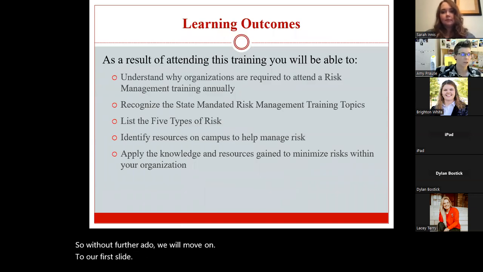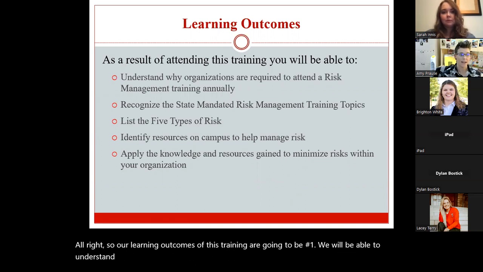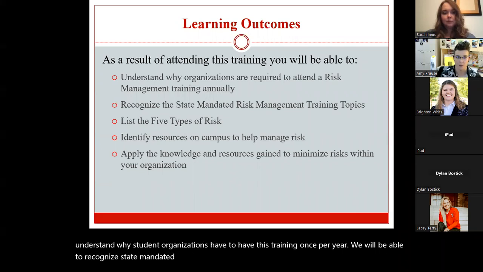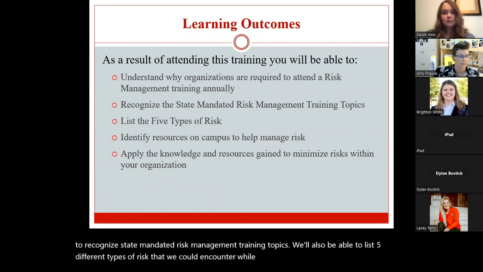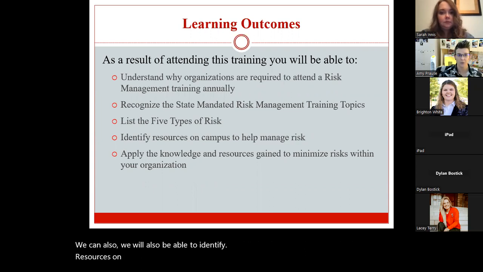All right, so our learning outcomes of this training are going to be, number one, we will be able to understand why student organizations have to have this training once per year. We will be able to recognize state-mandated risk management training topics. We'll also be able to list 5 different types of risk that we could encounter while leading a student organization. We will also be able to identify resources on campus to help manage risk.